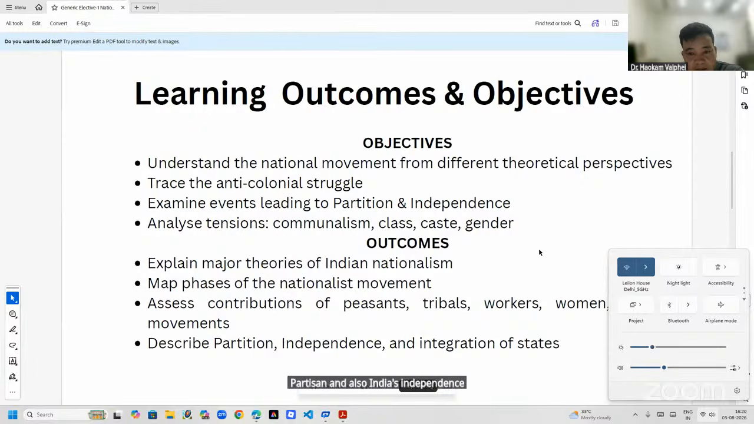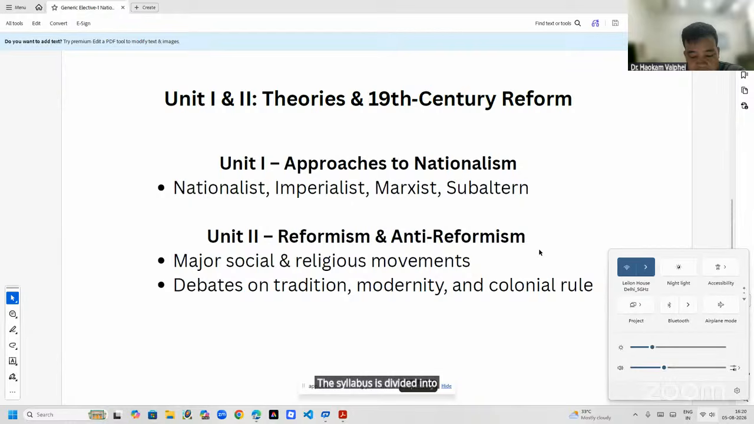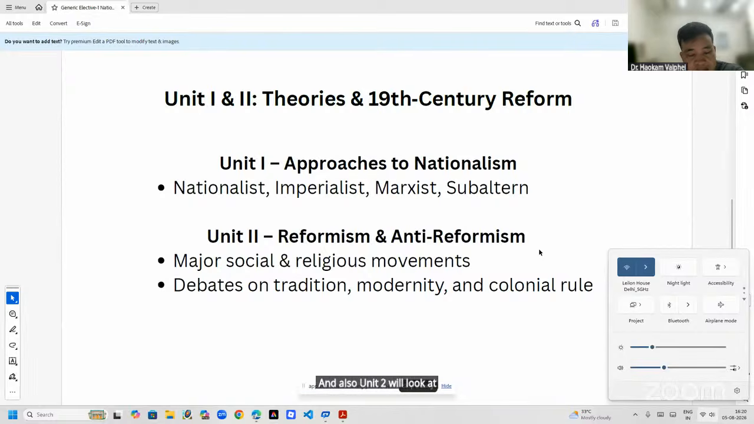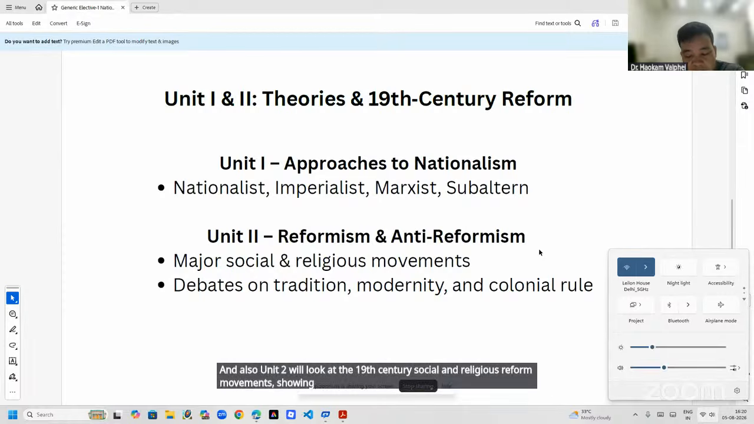The syllabus is divided into 5 units. In Unit 1, we will study the various interpretations like the nationalist approach, imperialist approach, Marxist approach, and the subaltern approach, each highlighting different causes and actors in the rise of nationalism. Unit 2 will look at the 19th century social and religious reform movements, showing how reformists and anti-reformists shaped early responses to colonial dominance.